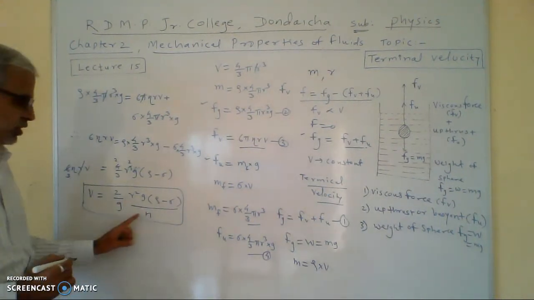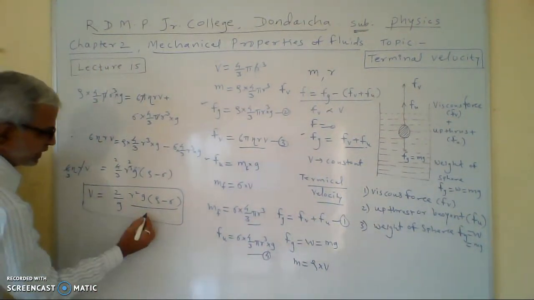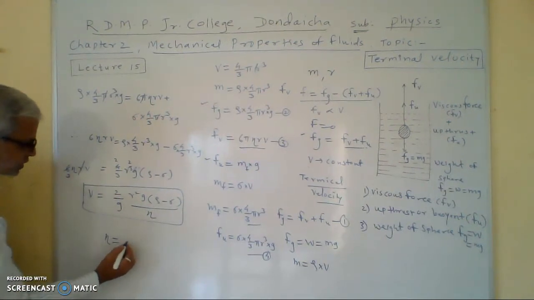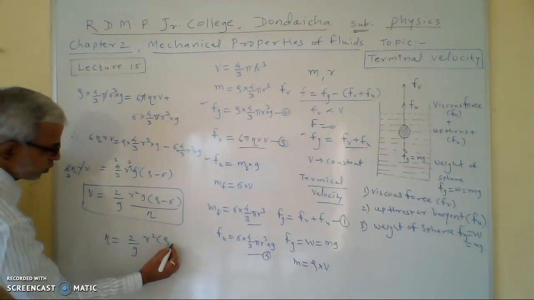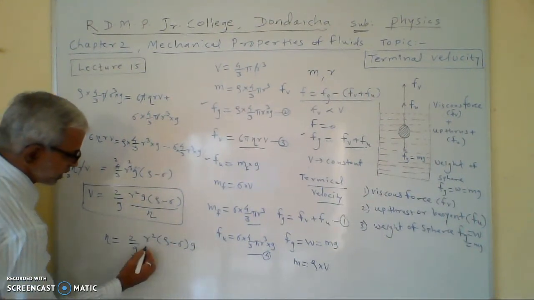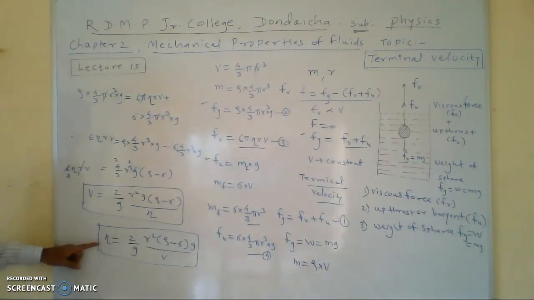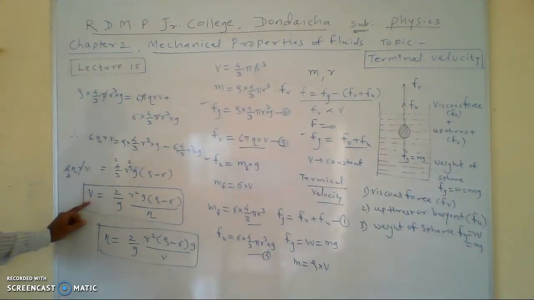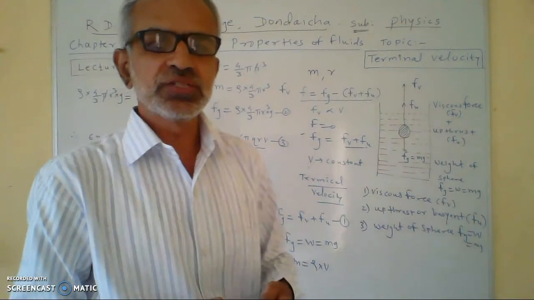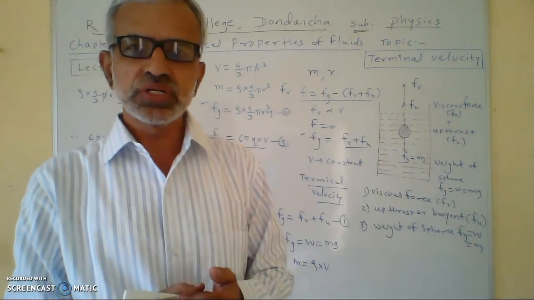This is the expression for terminal velocity. So from this you can find eta also. Eta is equal to 2 upon 9 r square, in bracket rho minus sigma, into g upon v. This is the expression for the coefficient of viscosity. So eta is the coefficient of viscosity and v is the terminal velocity. So these are two expressions: the expression for terminal velocity and the expression for coefficient of viscosity.